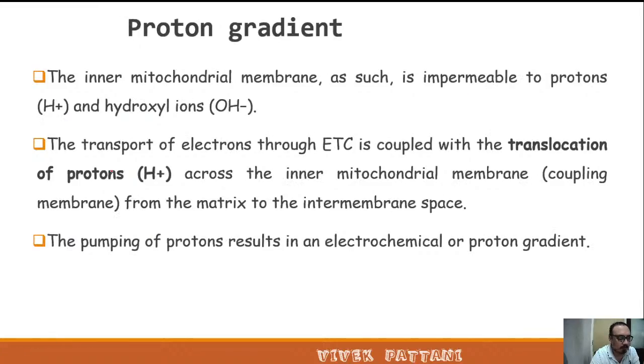The inner mitochondrial membrane as such is impermeable to protons and OH ions. The transport of electrons through the electron transport chain is coupled with the translocation of protons also across the inner mitochondrial membrane from the matrix to the intermembrane space. The pumping results in an electrochemical or proton gradient.